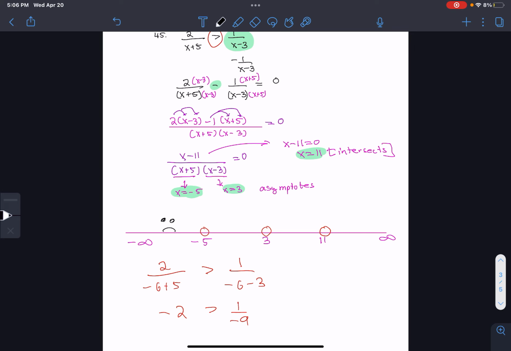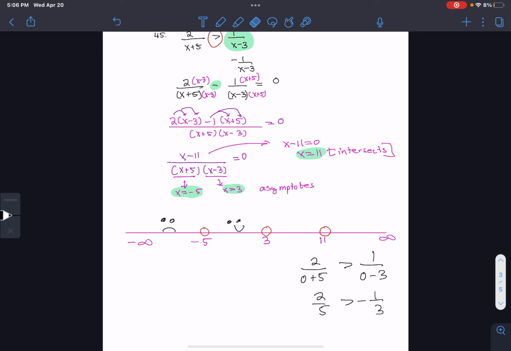So you keep picking numbers in between. So let's pick 0 next. So 2 over 0 plus 5, is that greater than 1 over 0 minus 3? So 2/5 is greater than -1/3. So this region works. Then pick a number between 3 and 11. I'm going to pick 4. So 2 over 4 plus 5. Is that greater than 1 over 4 minus 3? Is 2/9 bigger than 1? Nope. So that's going to be a sad face.